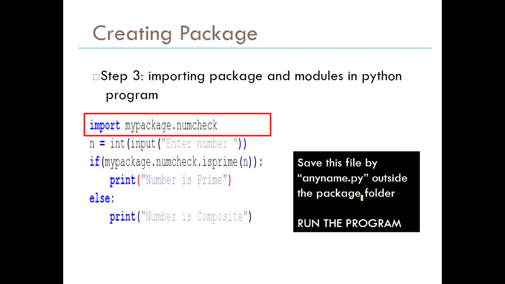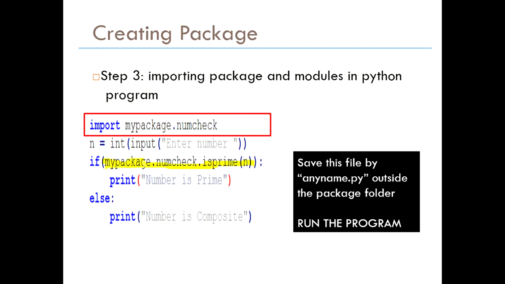Now importing package and modules in a Python program. For this purpose we have to write import myPackage.numCheck, or if you want the area module, then we have to write import myPackage.area. Now n equal to int input enter number. If myPackage.numCheck.isPrime, now we are calling the isPrime function here, so that's why we have to qualify this function, like myPackage.numCheck.isPrime.